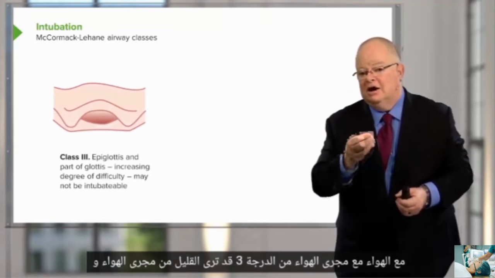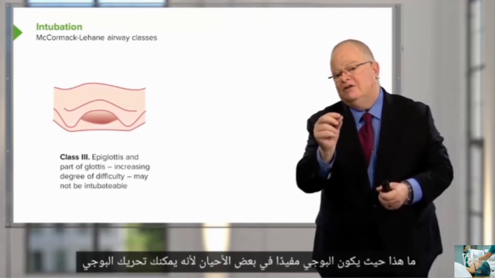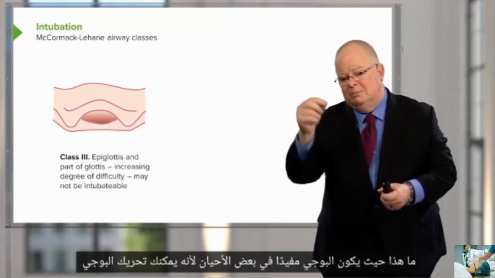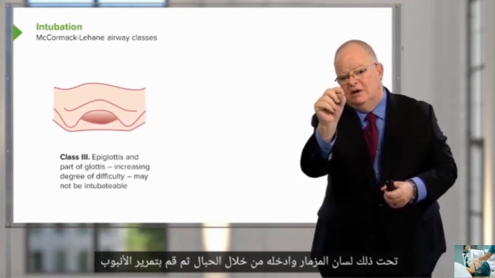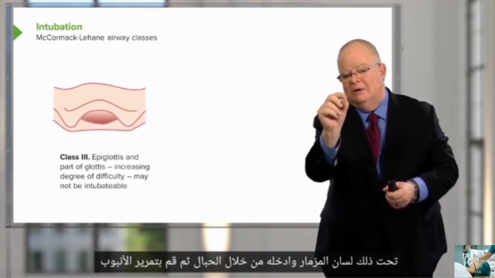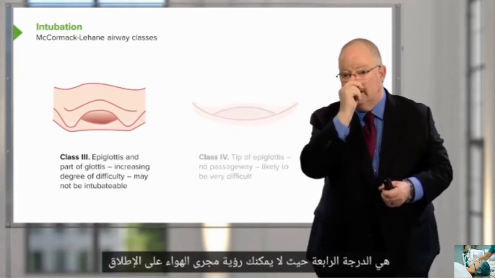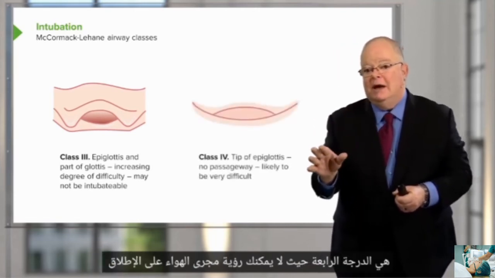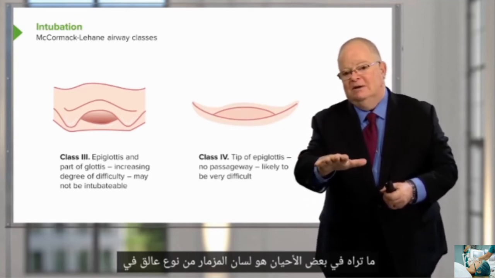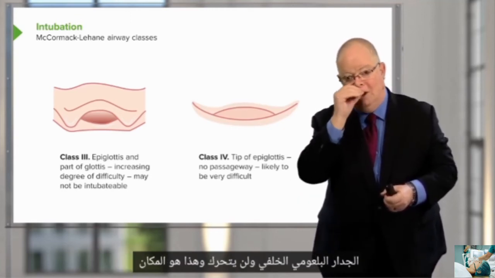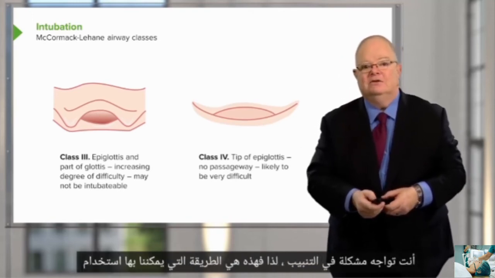With a class 3 airway, you may see a little bit of the airway, and this is where a bougie is sometimes helpful, because you can slide the bougie underneath that epiglottis and get it in through the cords and then pass the tube down over the bougie. But this is a difficult situation. And then the worst is class 4, where you can't see the airway at all. All you can see is epiglottis. Sometimes what you see is the epiglottis kind of stuck to the posterior pharyngeal wall, and it just won't move. And this is where you're getting into trouble with intubations.